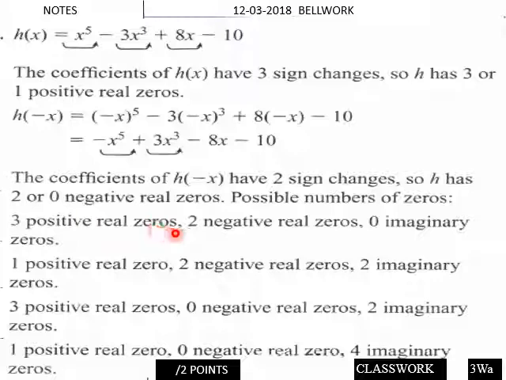3 positive real zeros, 2 negative real zeros, 0 imaginary. So here are your possibilities now. Here is your list of the possible number of zeros of this. 3 positive real zeros, 0 negative real zeros, 2 imaginary zeros.